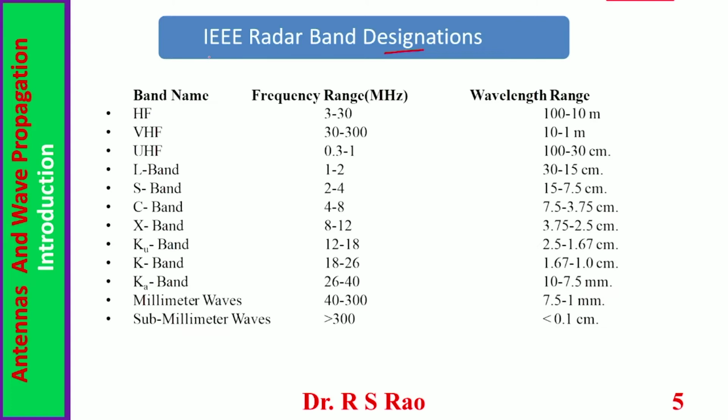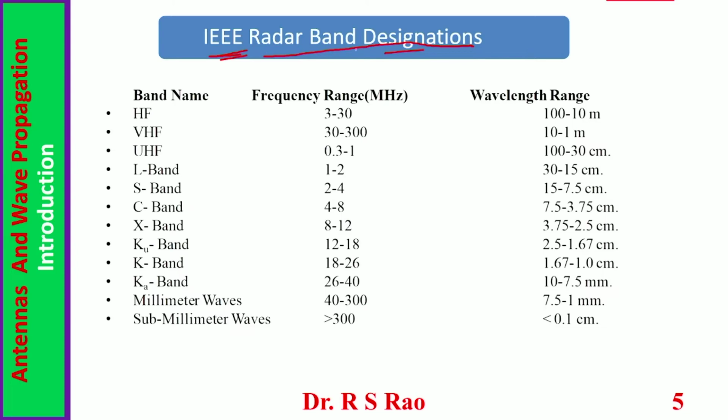Another band designation is also there. This is also given by IEEE. This is called the IEEE radar band designation. The earlier one is the radio frequency designation, whereas this one is the radar band designation. Both are from IEEE. Radar is a wireless communication system. Earlier it was mainly confined to defense, but nowadays plenty of civilian applications also come into being for radar systems.